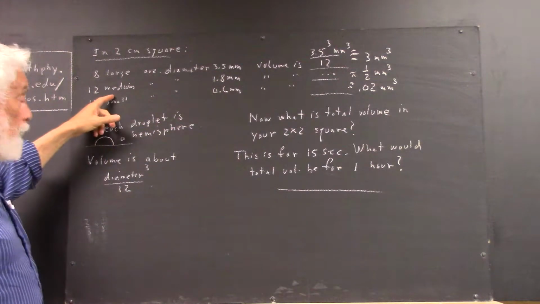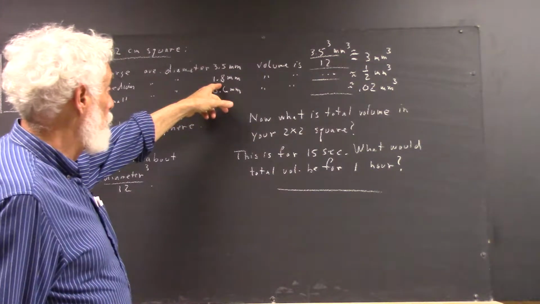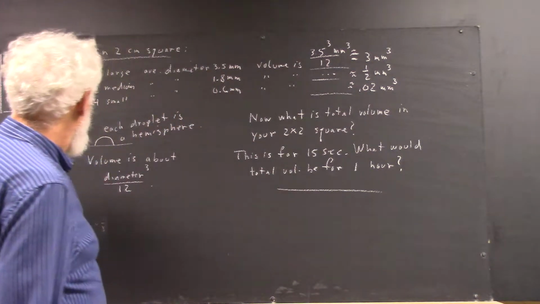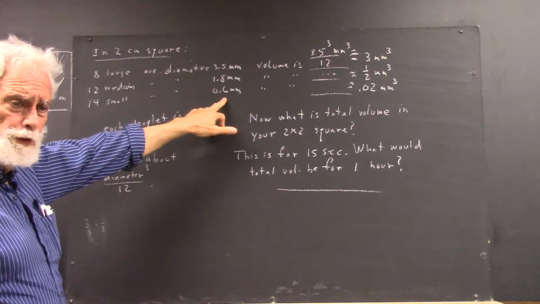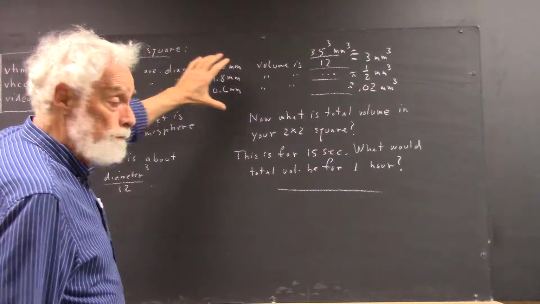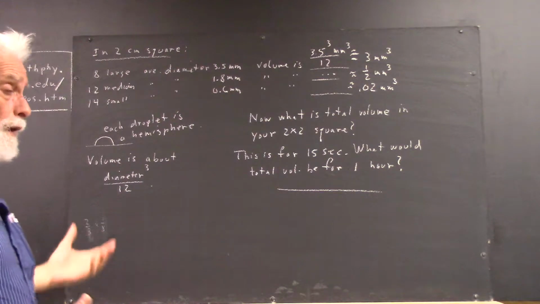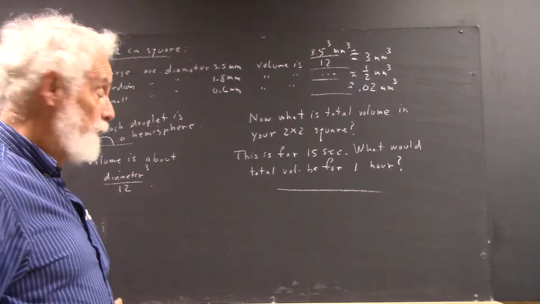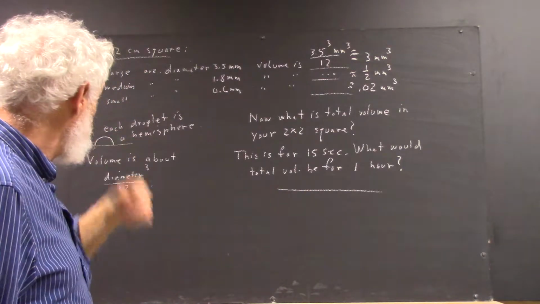And then you got 12 medium raindrops. Then you think their average diameter is about 1.8 millimeters. And then there are 14 small ones, and they have an average diameter of 0.6 millimeters. Now that's all information that you can easily get from the table. Now whether you are very, very accurate with that or not, you've got to be reasonably accurate. You've got to get a reasonable estimate.